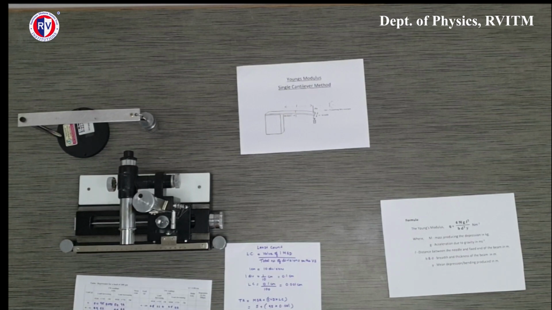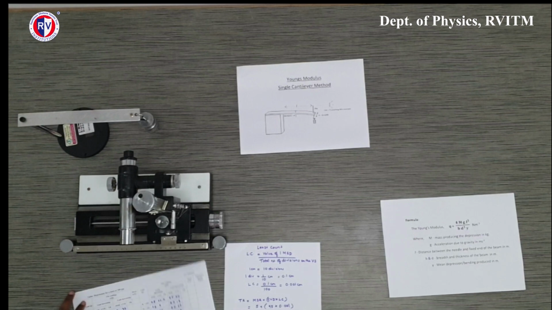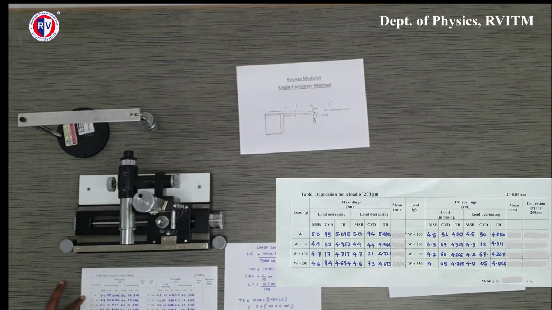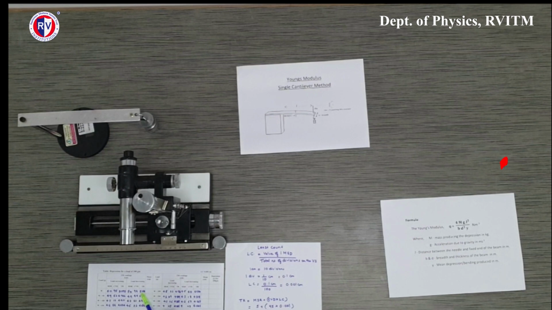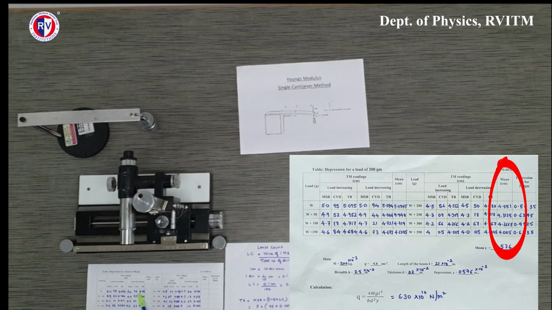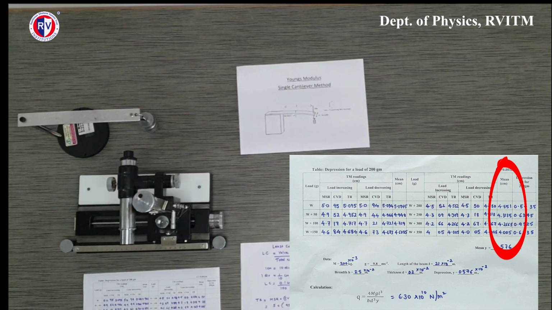So students, you can similarly write all the readings. Now we have got our total readings. We need to find our mean. So the mean is between my total reading of my load increasing and the total reading of my load decreasing. So students, let us write the mean first. So now students, we have got our mean readings here.